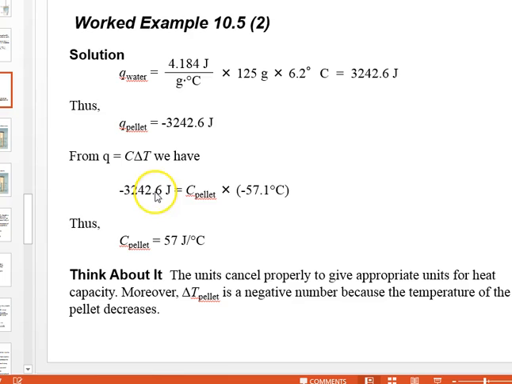If we take the joule and divide by the degrees Celsius, we'll get our specific heat. This would be 57 joules per degree Celsius. Notice the negative divided by negative cancels out, so it gives a positive value. So you will not have a negative specific heat. So we get 57 joules per degree Celsius for our specific heat here. Again, the units do cancel properly. It gives the appropriate units for heat capacity. Moreover, the change in temperature of the pellet is a negative number because the temperature of the pellet decreases, and we mentioned that before.